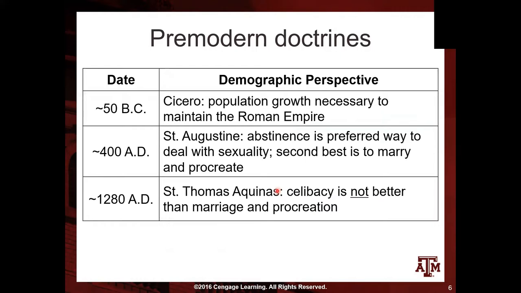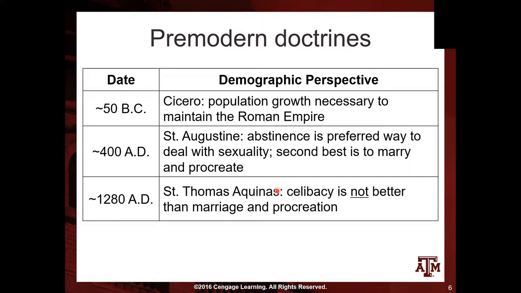Caesar: population growth is necessary to maintain the Roman Empire. The Roman Empire needed slaves, so they would continue the wars to have more slaves. And the population should keep growing to provide more labor force to keep the empire going. St. Augustine: abstinence is the preferred way to deal with sexuality. Second best is to marry and procreate. This discussion by St. Augustine is really linked to the propositions that Malthus makes later on. And Malthus is someone we're going to talk about in more detail, because his whole thing is exactly that.